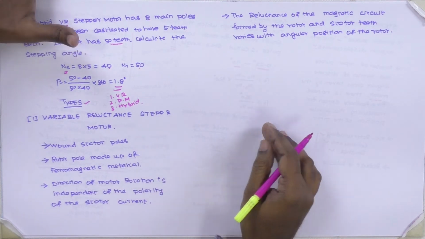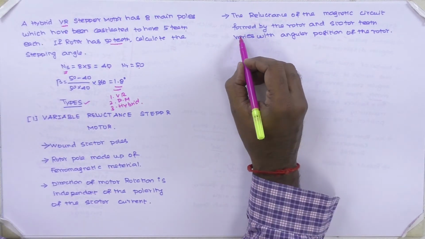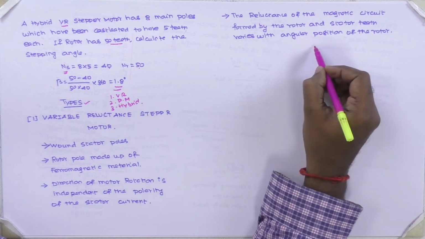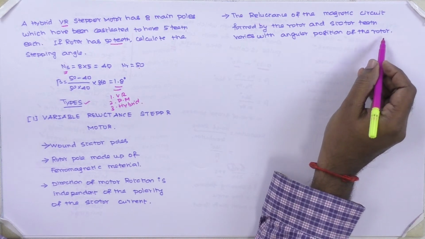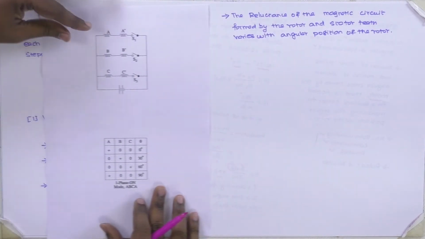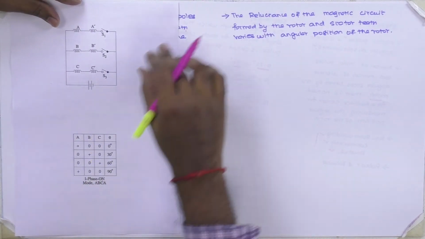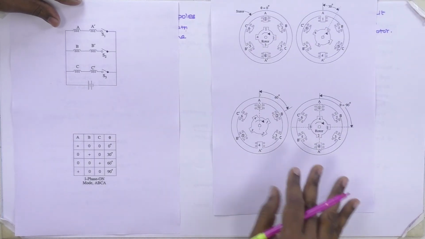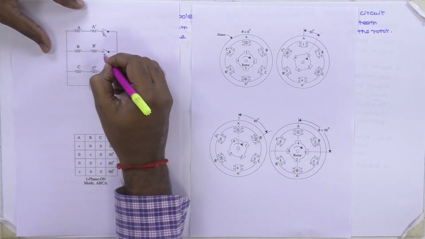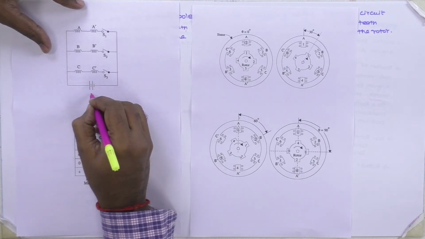The reluctance of the magnetic circuit formed by the rotor and stator teeth varies with the angular position of the rotor. This is the control circuit for the variable reluctance stepper motor. These are the three switches S1, S2, S3. This is the DC supply.